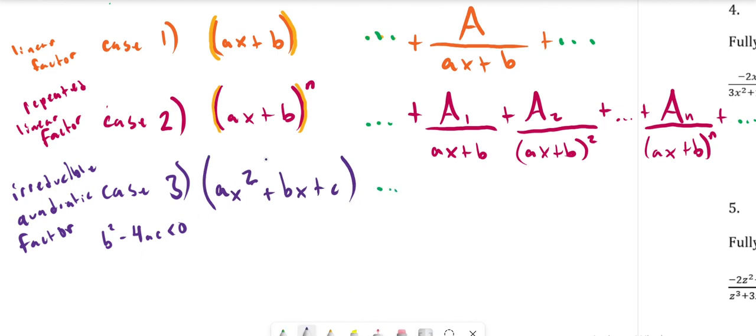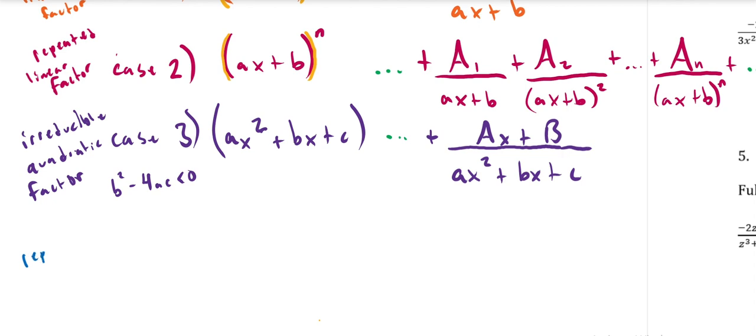Now, in order to make this a general proper term in our rational decomposition, we'll have this particular one on the bottom, and on the top, we're going to need a polynomial of one degree less. And since this is a degree 2, we're actually going to need a linear polynomial to go up top.